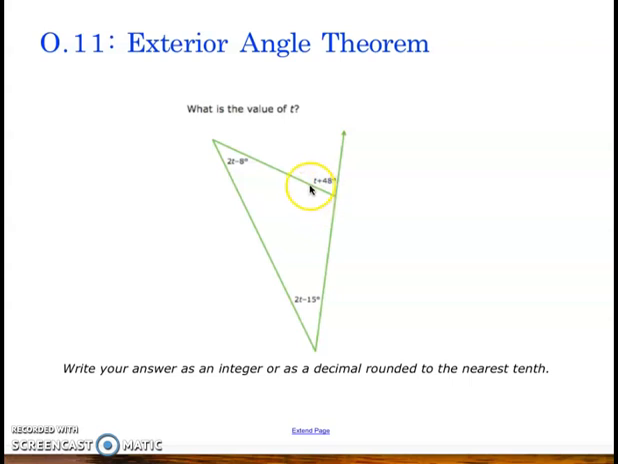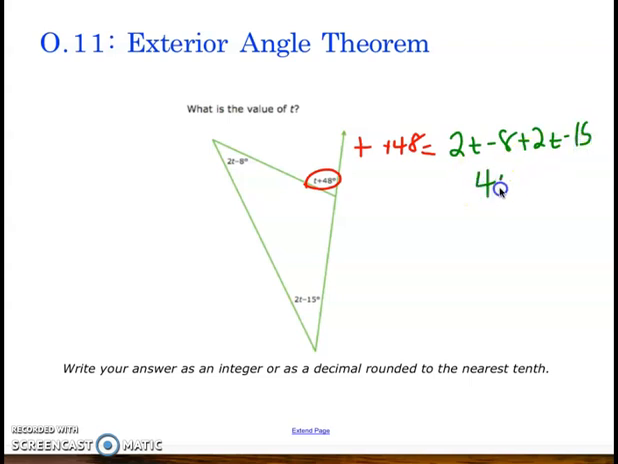So let's look at another example. It is a little harder, but it's the same idea. The exterior angle, t plus 48, has to equal the sum of the interior angles. So 2t minus 8 plus 2t minus 15. I combine my like terms and I get 4t minus 23 has to equal t plus 48.